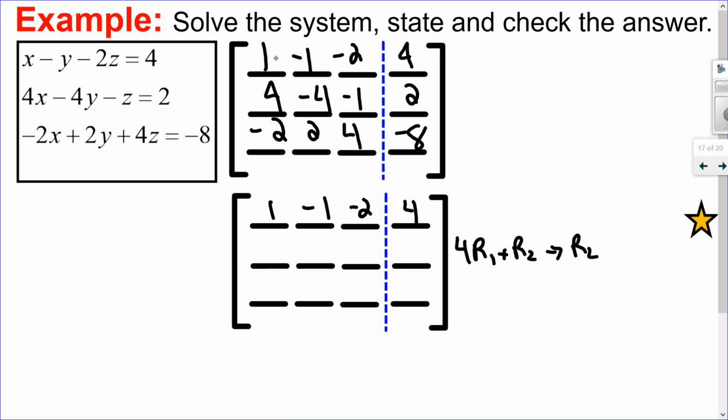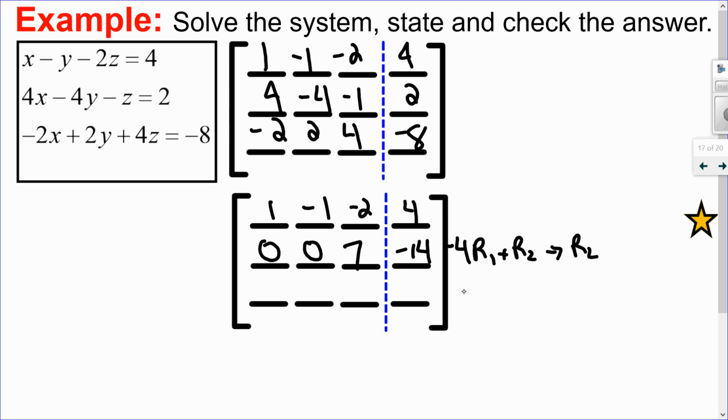So 4 times 1 is 4, negative 4. Let's try that again. Negative 4 times 1 is negative 4, plus 4 is 0. Negative 4 times negative 1 is positive 4, plus negative 4 is 0. Negative 4 times negative 2 is positive 8, plus negative 1 is 7. And negative 4 times positive 4 is negative 16, plus 2 is negative 14.